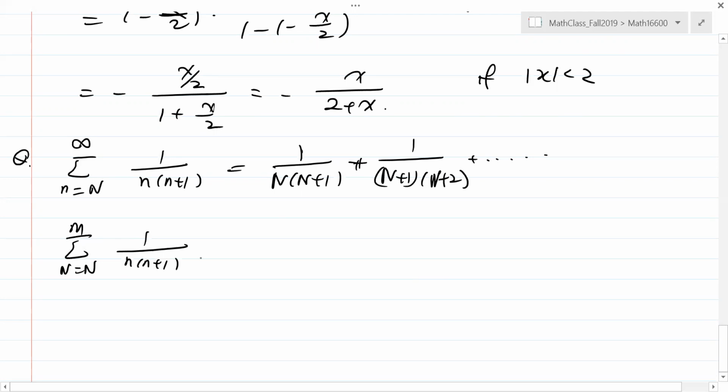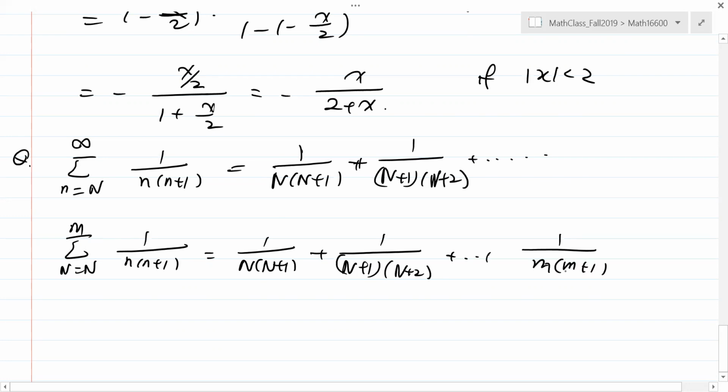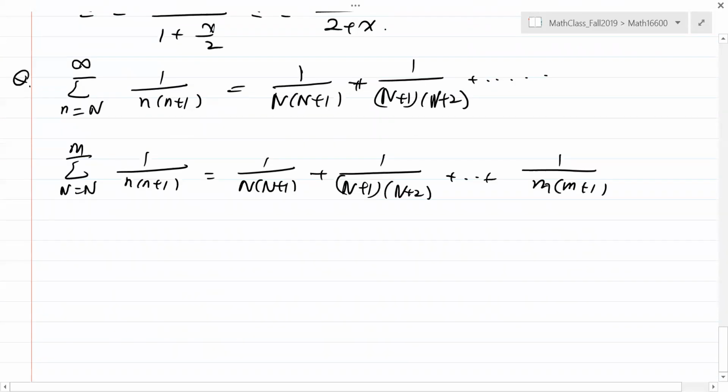By definition, the first term is this, and let's write down the second term and also the last term. The last term is 1 over m times m plus 1. But how can I tell whether this one has a finite sum? As you see, this chapter is quite different from the other chapters. It requires some mathematical skill to analyze expressions. That's why it's challenging to some students.